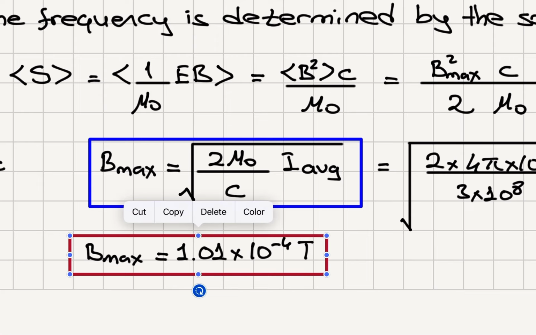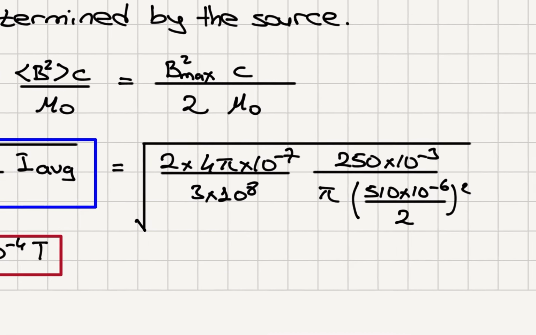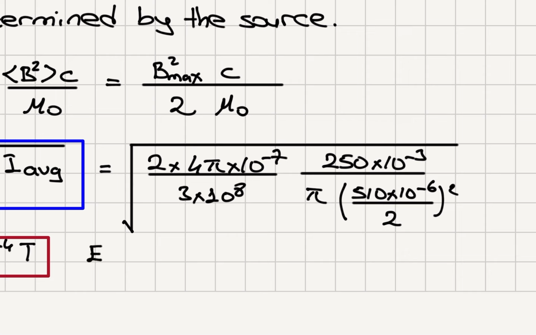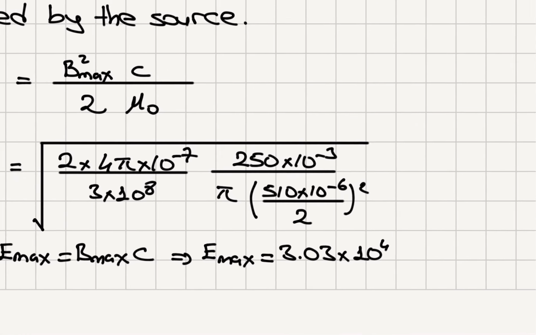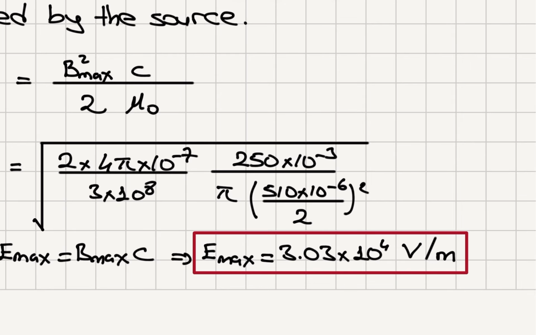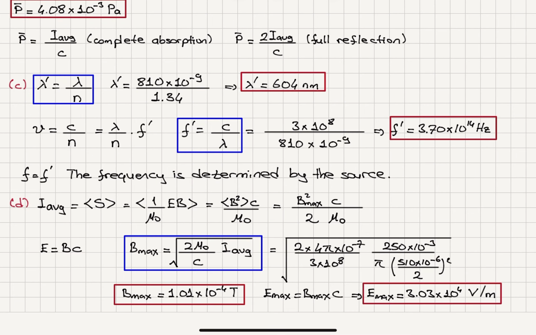And for E max, all I have to do is multiply B max by c. So maximum electric field is B max times the speed of light, 3 times 10 to 8. So this gives us a maximum electric field of 3.03 times 10 to 4 volts per meter. All right, so that answers part D of the problem.